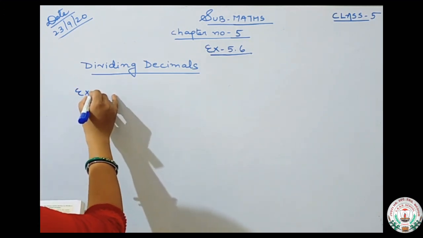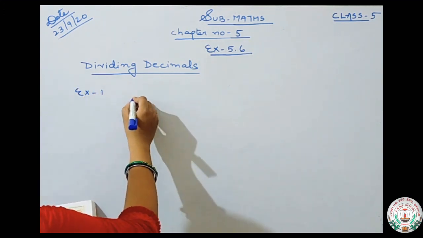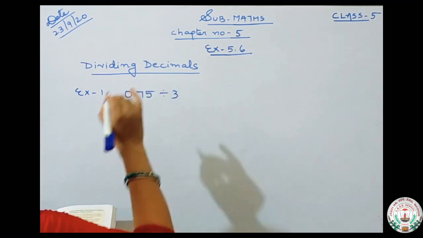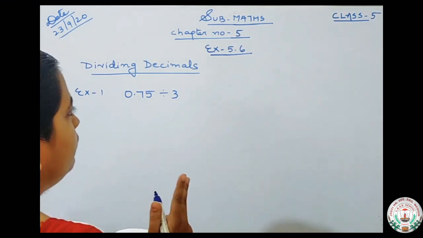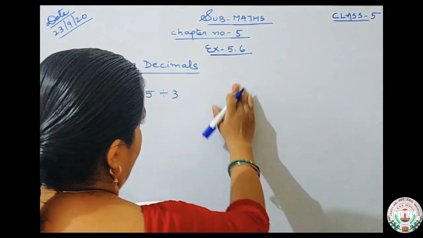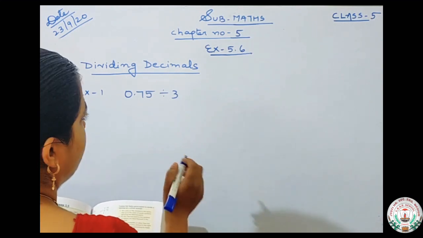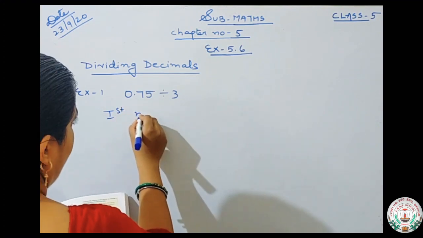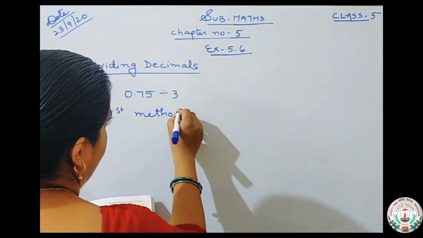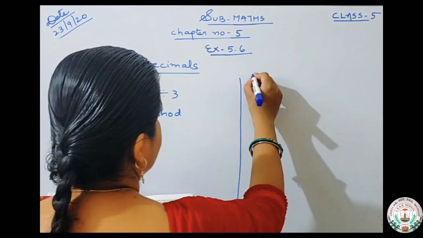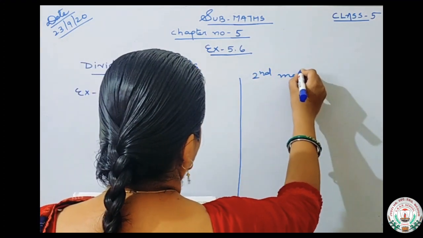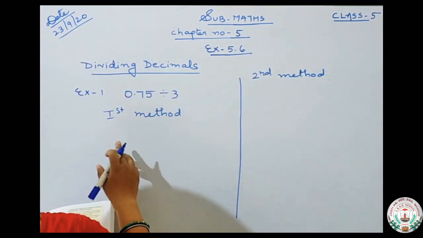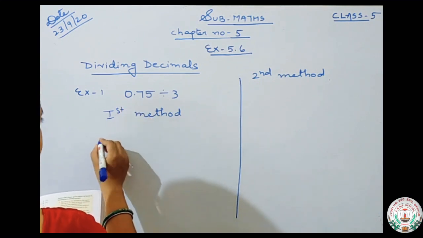Let us take one example. Example number 1. First one is 0.75 divided with 3. This you can do in two methods. I will explain how you can solve within two methods of dividing this. First method, and here second method. First one is just we can divide in two different ways. First one is just simplify this and divide.